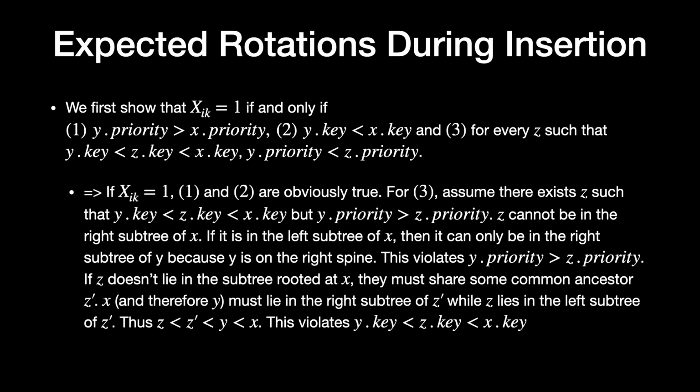So we get the inequality that z is less than y. But this contradicts our assumption that the key of z is greater than the key of y. Therefore, the third condition is proved, since we couldn't find any contradicting case. Once we have proved the statement, we use the statement to find the expected length of C.